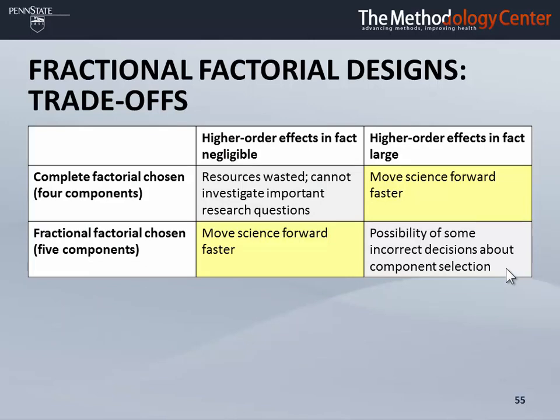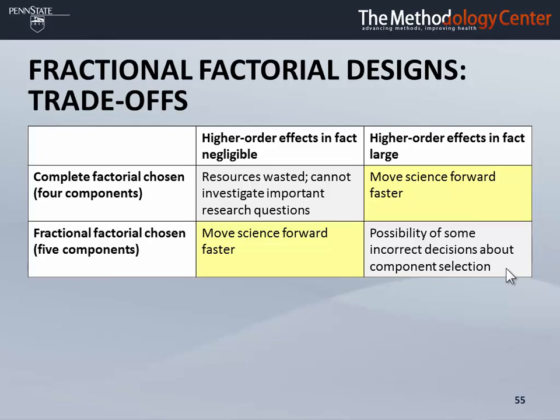Let's take a look at these trade-offs, because this is the logic of the resource management principle. You could choose to do a complete factorial experiment that would enable you to look at 4 components, or you could do what we did and choose a fractional factorial experiment that would enable you to look at 5 components. Looking at 5 is better than 4, right? In reality, the higher order effects could be negligible. So in order to use this fractional factorial design, we had to assume that the 3-way, 4-way, and 5-way interactions were negligible in size, particularly the 4-way and the 5-way interaction.